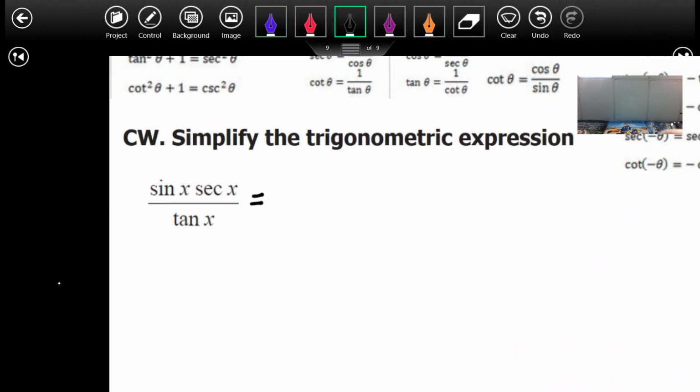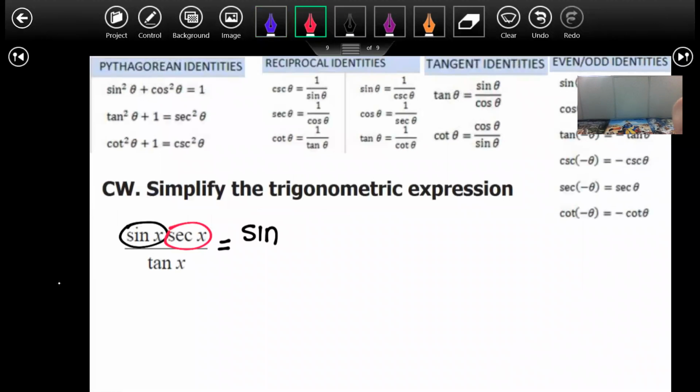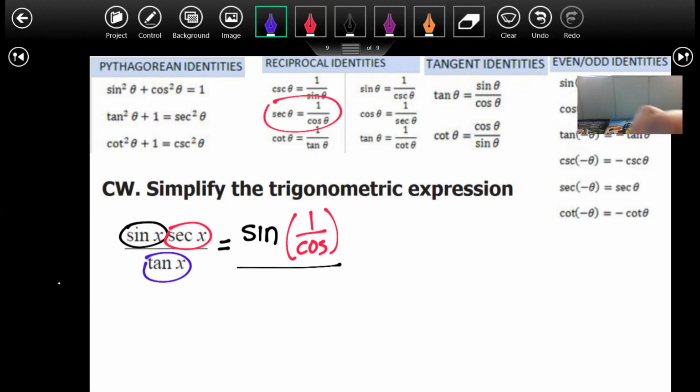Convert. Convert to sine and cosine. So my sine here is going to remain the same. And again, I'm leaving out the x, which is just the angle. I'm going to add it at the end. Secant is what? Secant is 1 over cosine. And then we're going to divide it out by tangent. Converting tangent: sine over cosine.